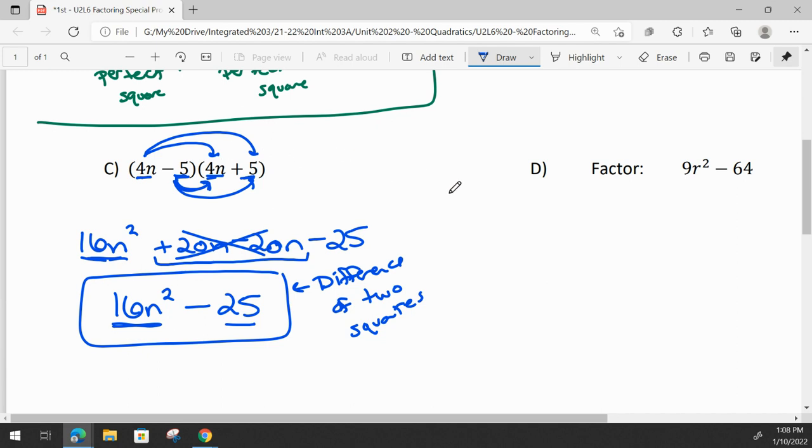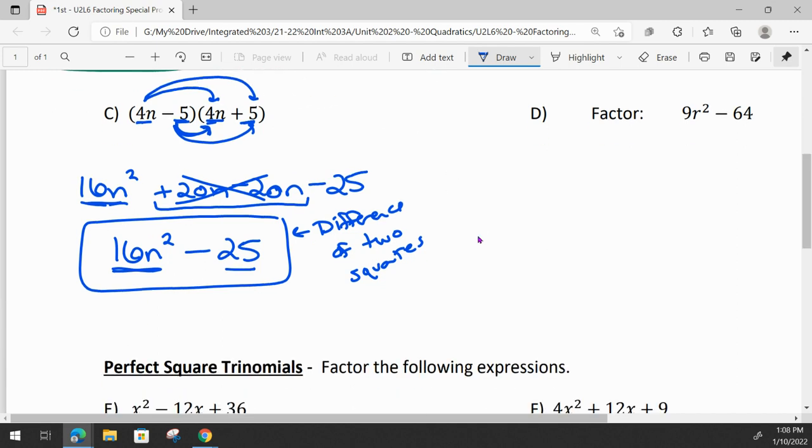But again, if we were working backwards, so if this is what we were given and we were asked to factor it into its binomial factors, you would take the square root of the 16n squared and put it as the first term in each binomial. And then you would take the square root of the 25 as the second term in each binomial. And then your signs would be different. In order to get that negative 25, the signs have to be opposite.